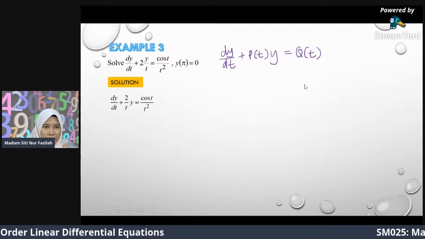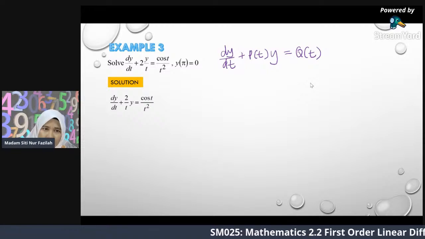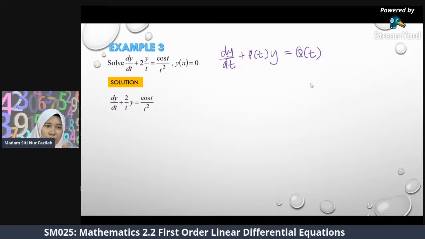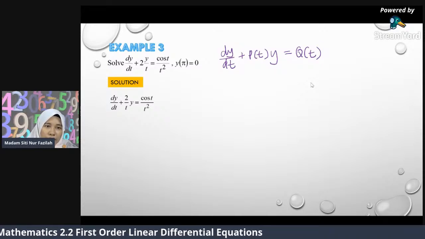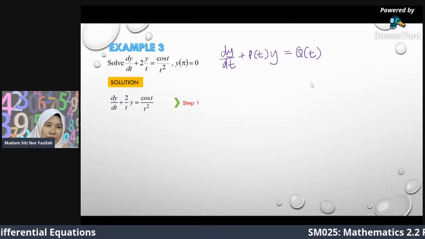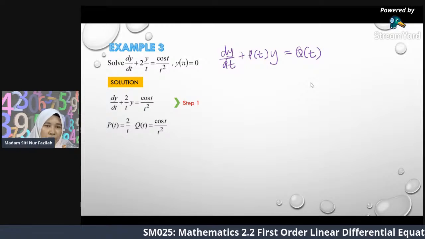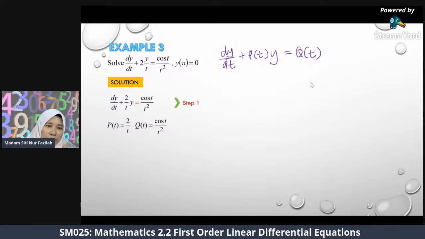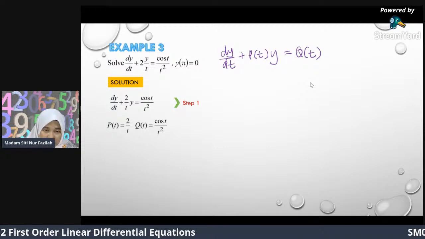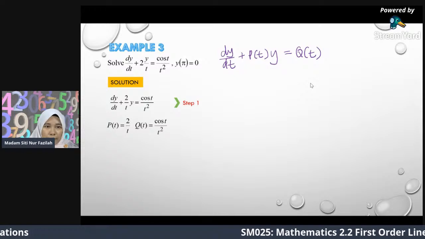For the first step, rearrange in standard form: dy over dt plus 2 over t y equal cos t over t square. That is step 1. Then we compare with the standard form to find the function p(t). The function p(t) is equal to 2 over t, and the function q(t) is cos t over t square.